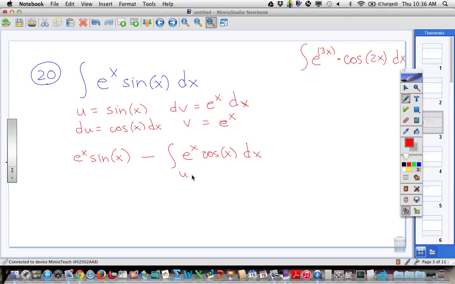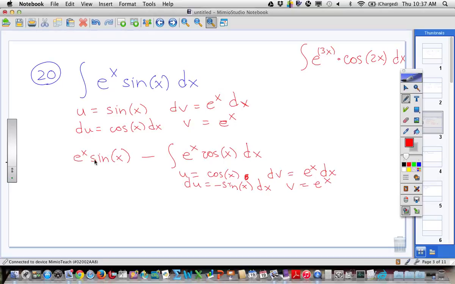So now what I do is I'm going to do u again. I got an exponential and a trig, so again, we're going to let u be the trig. Now I know I already used u before, but I think I can use it and not get confused here. And then the dv is what's left, which is the e to the x dx. And then the du here would be negative sine x dx, and the v would be e to the x again.